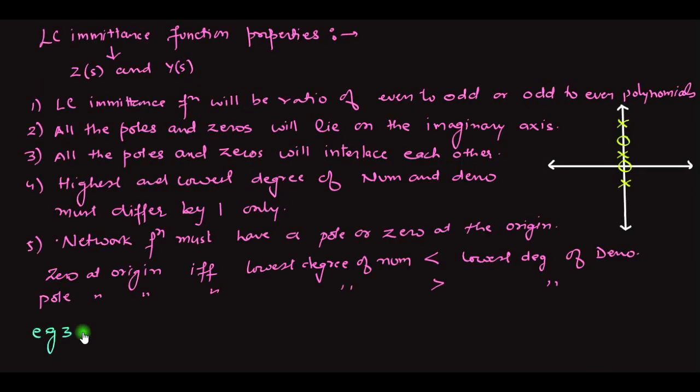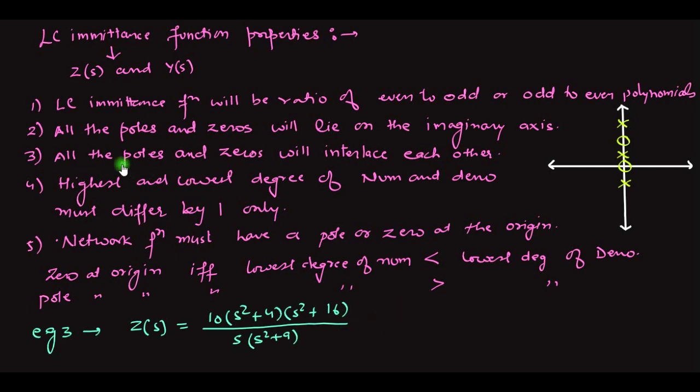Let us discuss the third example, which says we have Z(s) equal to 10 into (s square plus 4) into (s square plus 16) divided by s into (s square plus 9). Now we will check the properties of an LC impedance function. The first property is that it should be the ratio of even to odd polynomial. As we can see, the numerator will have an even part. Also, if I multiply the denominator terms, I'll get the odd terms, so it will be a ratio of even to odd polynomials. So condition number 1 is verified.